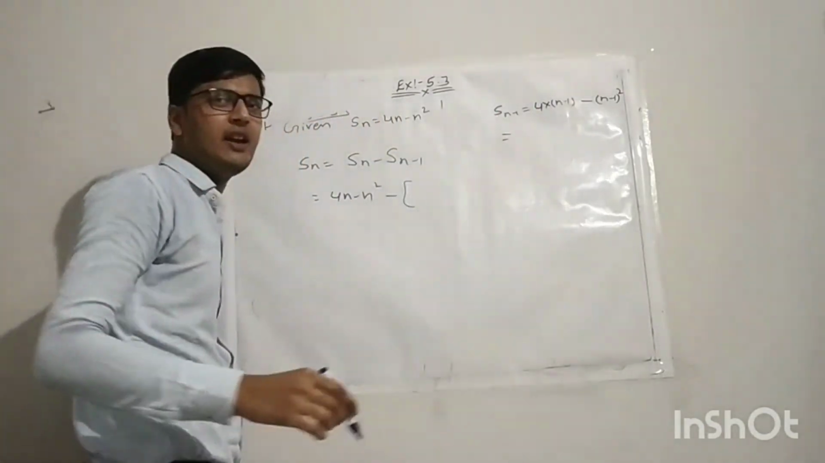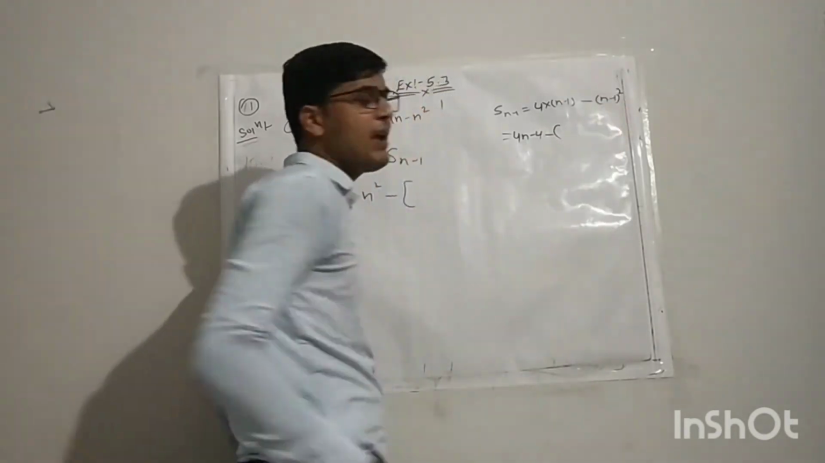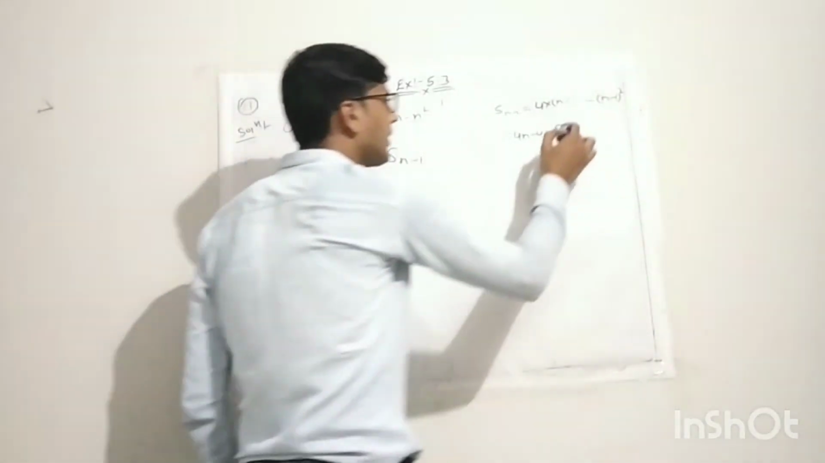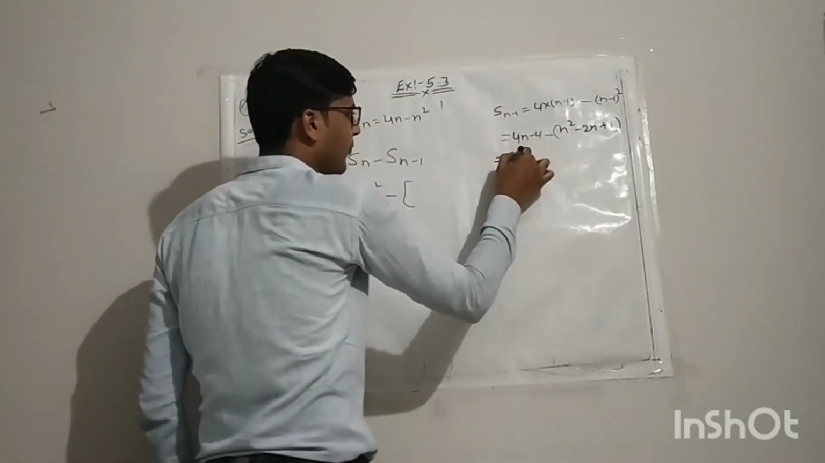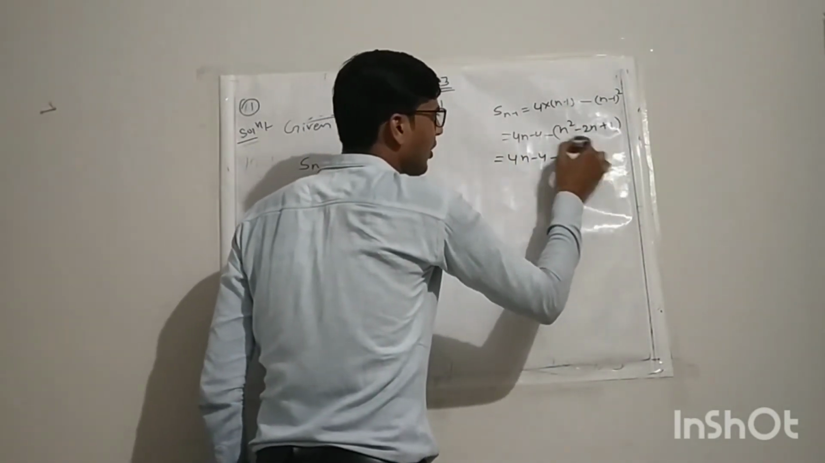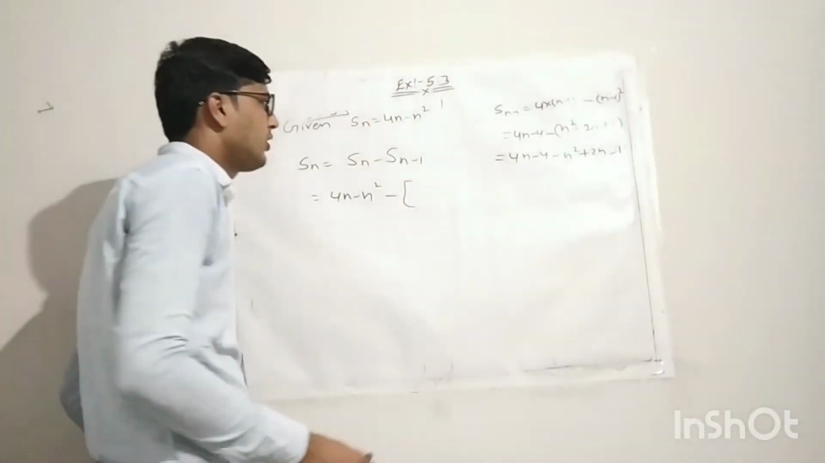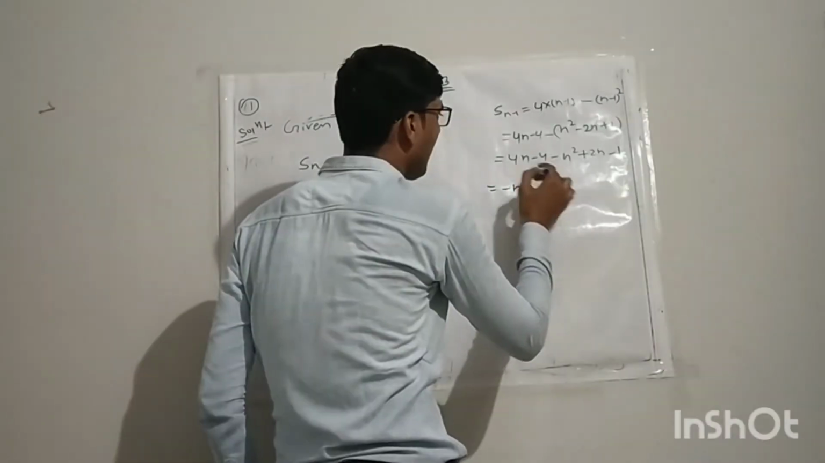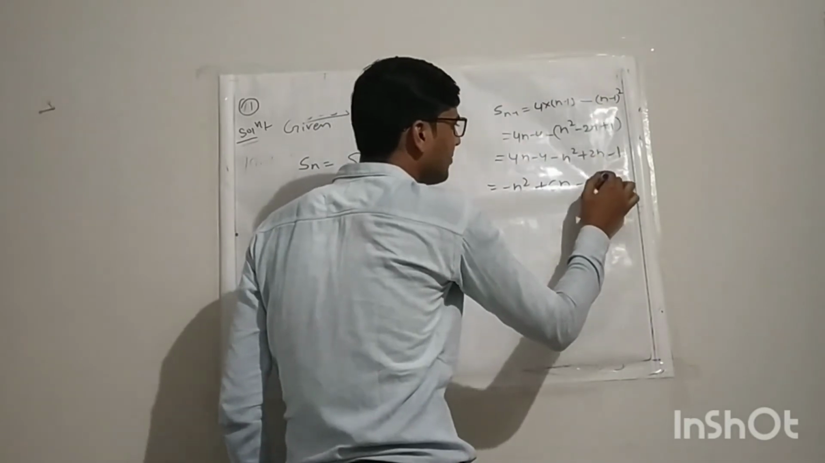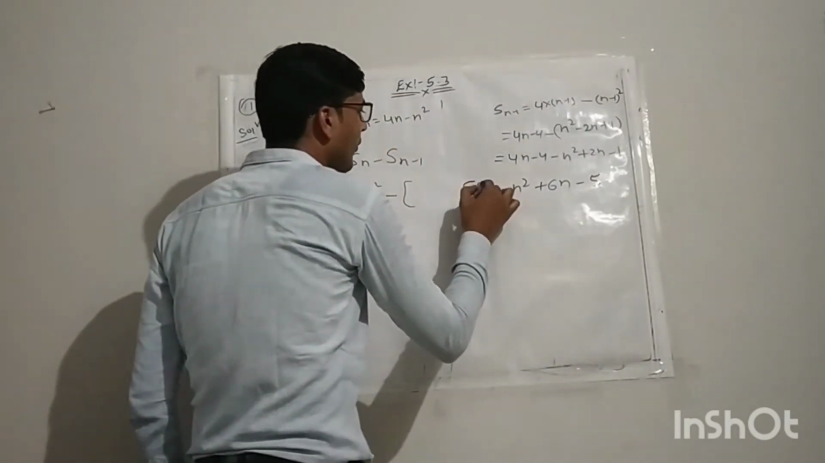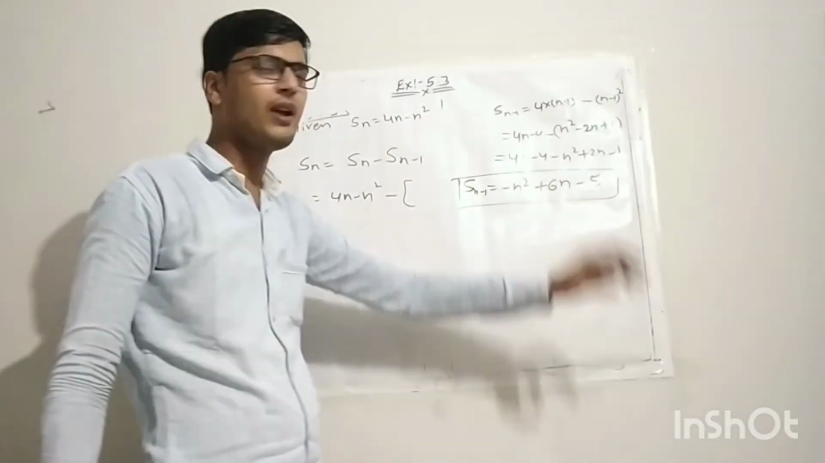So we simplify it. It becomes 4n minus 4, and here (a minus b) whole squared becomes a squared minus 2ab plus b squared. So 4n minus 4 minus n squared plus 2n minus 1. Simply it becomes minus n squared, 4n plus 2n becomes 6n, and minus 4 minus 1 becomes minus 5. So the value of Sn minus 1 is minus n squared plus 6n minus 5.